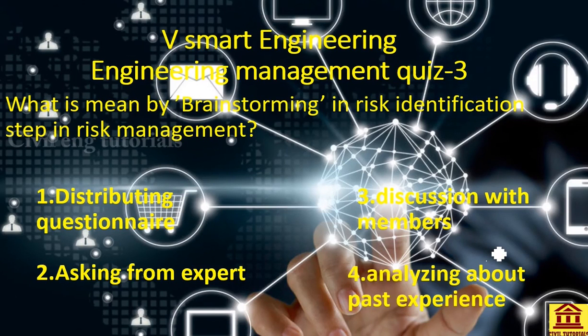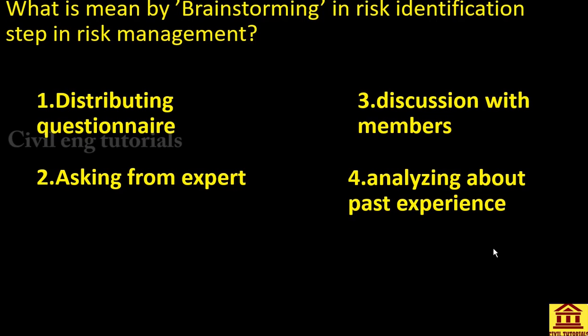So here's our third problem. The third problem asks what is meant by brainstorming in the risk identification step in risk management. So let's go for the question. We have seen that risk management is a basis of the planning phase. Risk management has 4 basic steps. The first step is risk identification.